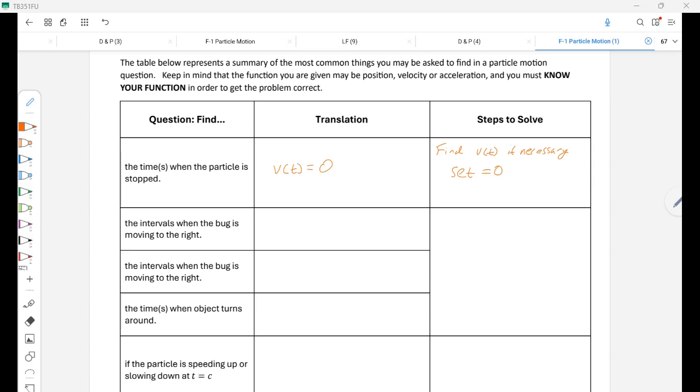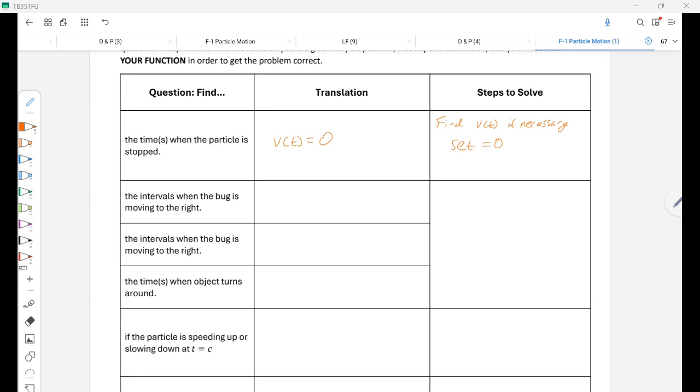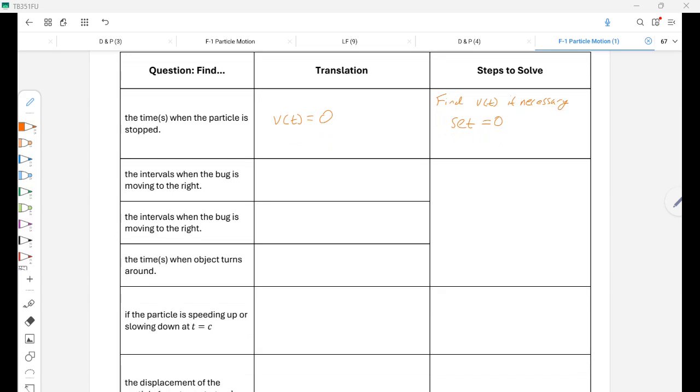Oh, I understand. This is me stealing from other material. Instead of particle, this person wrote bug. Sometimes the question is written as a bug instead of a particle. But if something, whether it's a bug or a particle, is moving to the right, that means the velocity is greater than 0. I don't care what the acceleration is. I don't care what the position is. I care what the velocity is. If it's moving to the left, bad job of copying and pasting, v of t is less than 0.